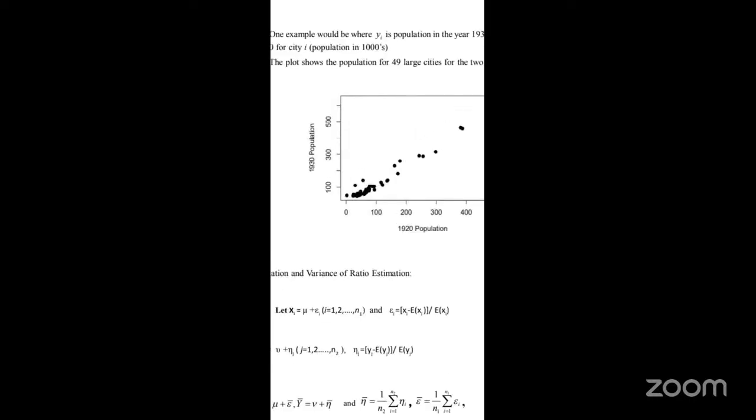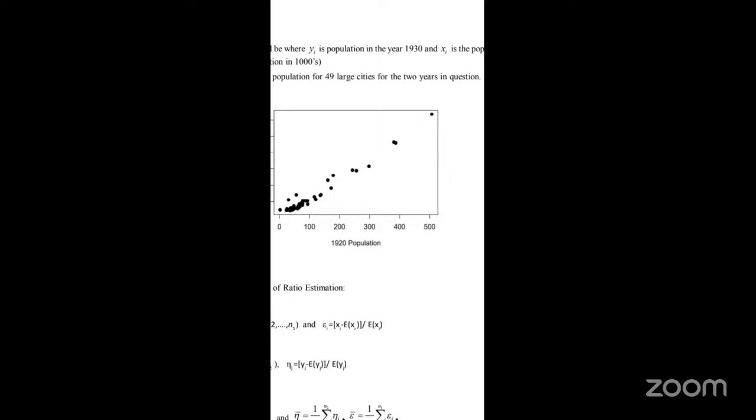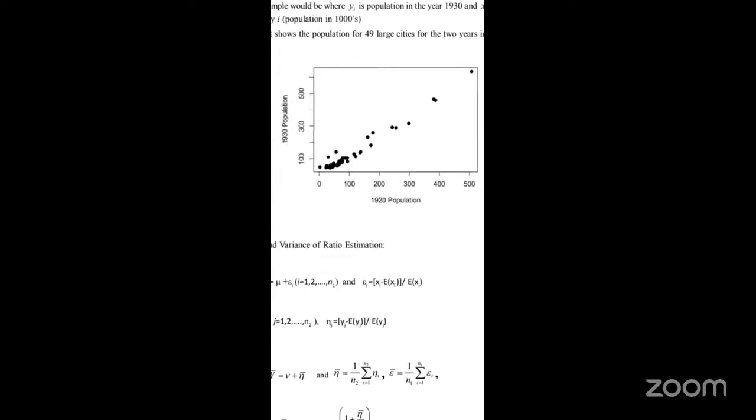So that is 1920 population, 1930 population. Here two groups. One example would be where YI is the population in the year 1930 and XI is the population in the year 1920 per city per thousand. The plot shows the population of 49 large cities for the two years in question. So next one is expectation and variance of ratio estimation.